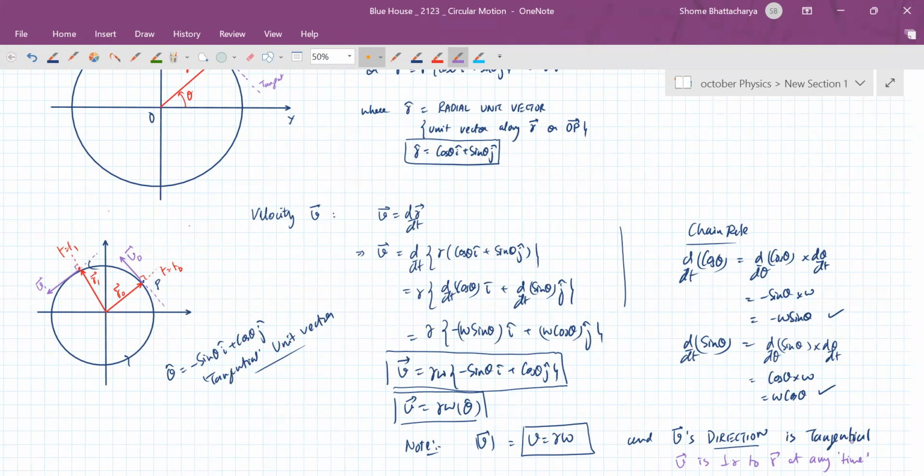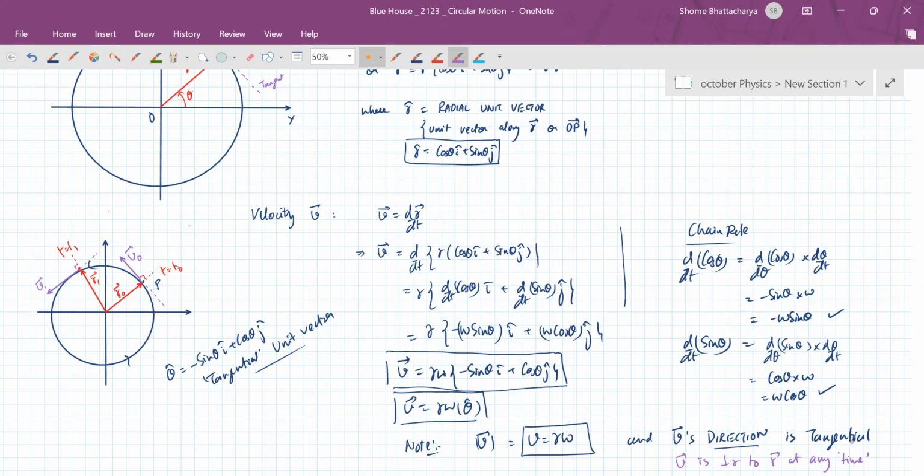Sir, these formulas are applicable only when our angular velocity is constant, no? No, this is instantaneous angular velocity. Omega may be constant, may be variable, but velocity is always related to omega by v equal to r omega. For example, if omega is increasing, then the speed is also increasing. If omega is constant, then the speed is constant. Okay, sir.